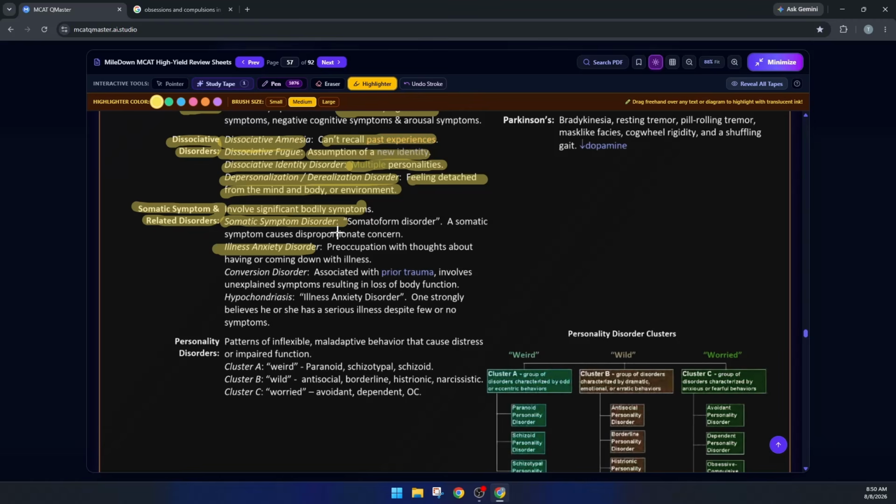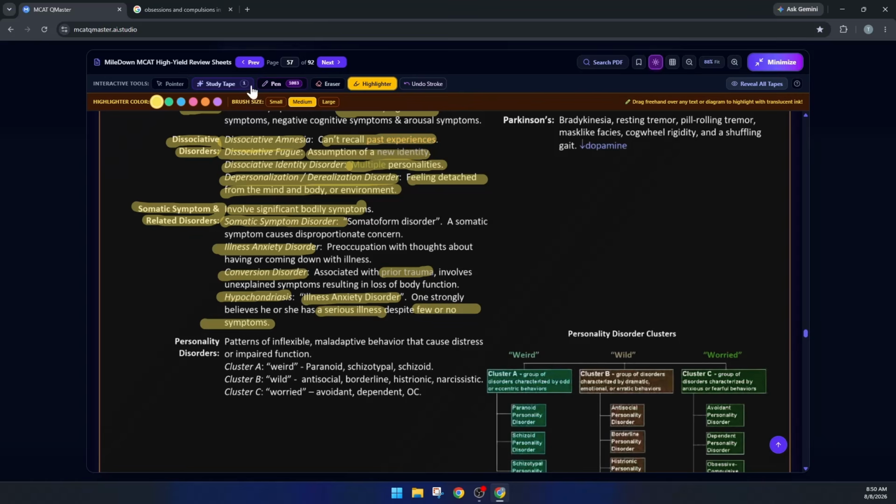So you're always thinking like, oh, this. If you had a big illness diagnosed before, you're thinking, what are the ways to improve it? You have anxiety about it. There's things like that. Conversion disorder is associated with prior trauma. It involves unexplained symptoms resulting in loss of body function. Hypochondriasis, illness anxiety disorder, that's another name for it. One strongly believes he or she has a serious illness despite having no or few symptoms.